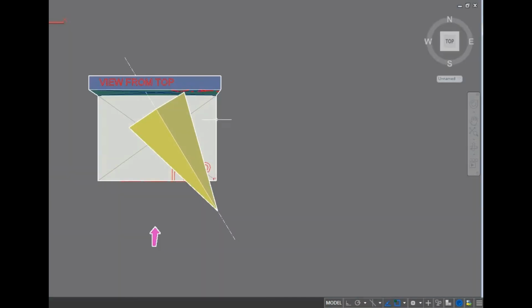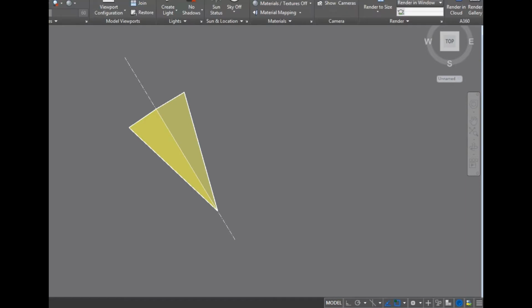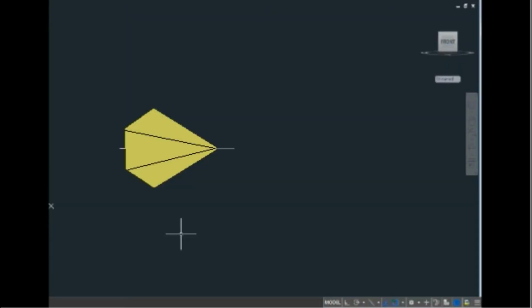So when you view this from the top, there will be two triangles which will be visible. So this is going to be your final top view. And in the front view, you will find some shape like this.